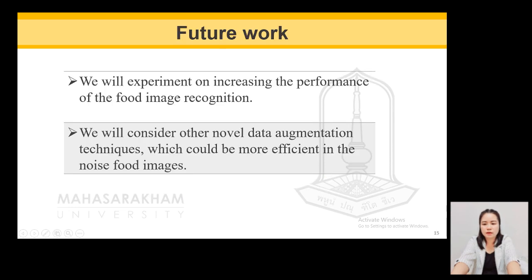In future work, we will experiment on increasing the performance of food image recognition. We will consider other novel data augmentation techniques which could be more efficient in denoting food images. Also, ensemble and parallel networks will be involved in future work.